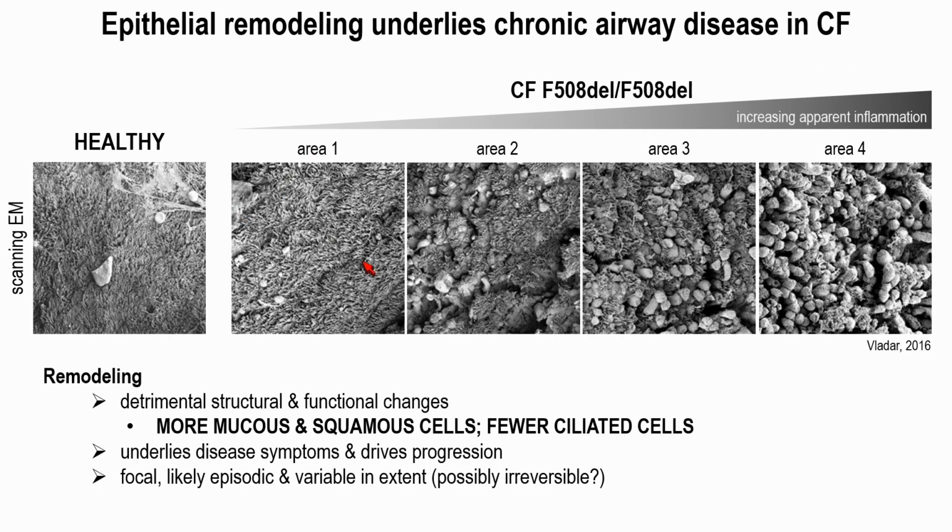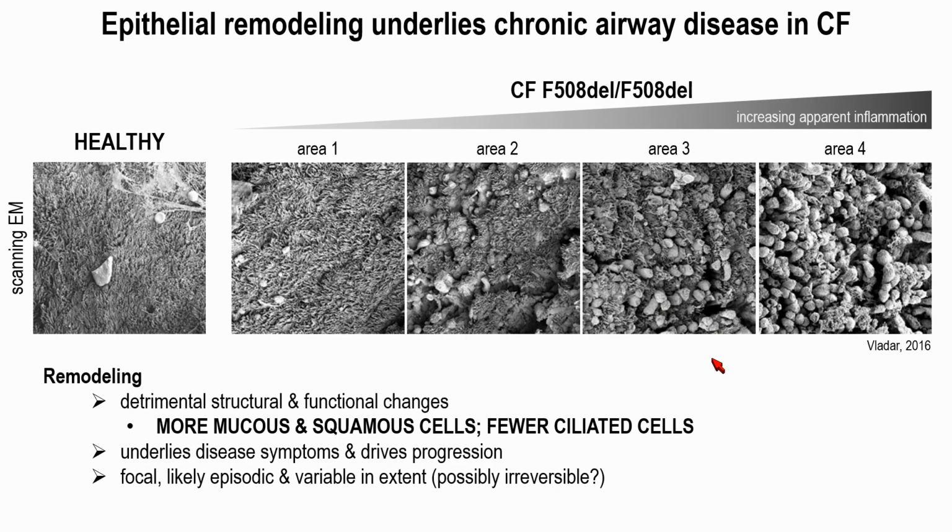In these areas from a person with cystic fibrosis who is F508del homozygous, these are from areas of increasing apparent inflammation. In area 1, you can see that this is a relatively normal looking healthy epithelium. You can see the plush carpet of cilia here, as well as some of the mucus being transported. However, as we move along and see this increasing apparent inflammation, we see some changes happening to this epithelium. We see a decrease in ciliated cells and an increase in goblet cells and mucus being found in these areas.